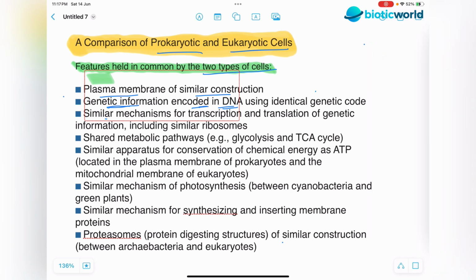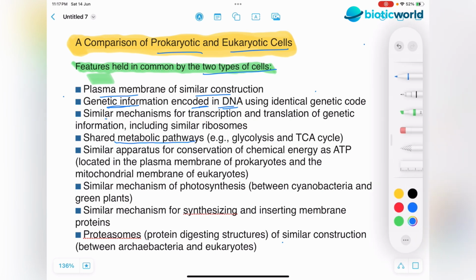Alright, shared metabolic pathways. The metabolic pathways are also the same, right? These are glycolysis and the TCA cycle, having similar apparatus for conservation of chemical energy as ATP, located in the plasma membrane of prokaryotes and the mitochondrial membrane of eukaryotes. Next, we have a similar mechanism of photosynthesis between cyanobacteria and the green plants. Similar mechanism for synthesizing and inserting membrane proteins.